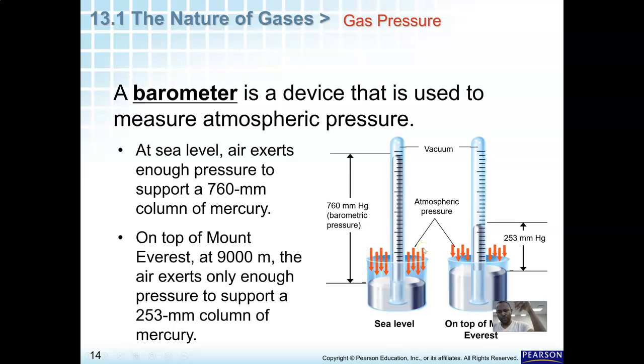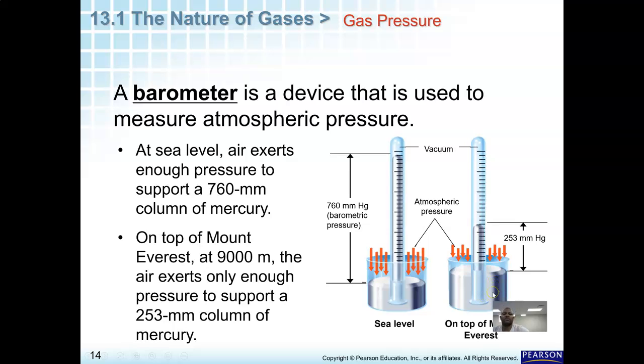The atmospheric pressure pushes down on the liquid mercury. It exerts pressure on the mercury. Since there is no pressure inside the tube, the liquid will be pushed up through the column of the tube, rise to a certain extent, and finally stop. If you do this experiment at sea level, the mercury will be supported to about 760 millimeters in the column.